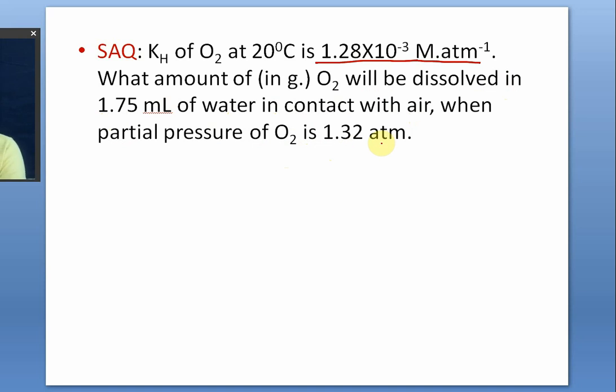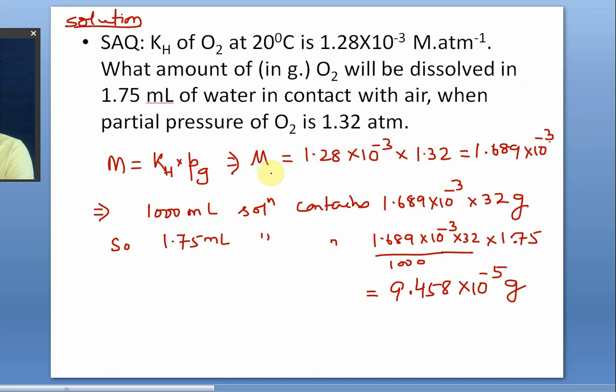This is a hypothetical situation, maybe a created situation where an artificial air might have been created where the partial pressure of oxygen is 1.32 atmosphere. So just follow the lines of the numerical and answer accordingly. I have done it for you. Since solubility in molarity is equal to KH into the partial pressure, you have to find out the molarity. The KH is given and the equilibrium pressure is 1.32 atmosphere. So I get the molarity as this M.